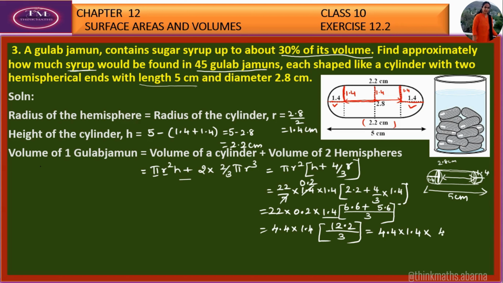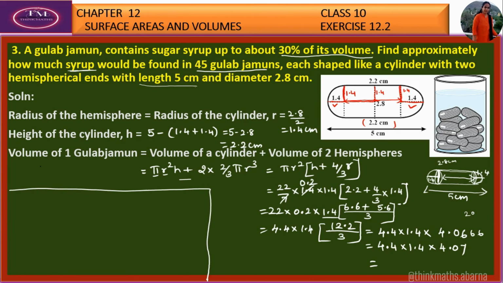4 threes are 12. 0.2 is not divisible by 3, so if you add 0, we will get 20. 6 threes are 18. Again we will get 20. So it goes on like this, 6 6 6. So approximating, we will get 4.4 into 1.4 into 4.07.